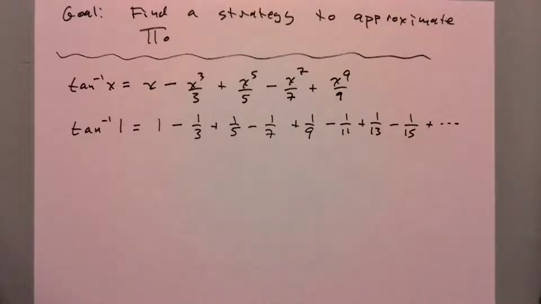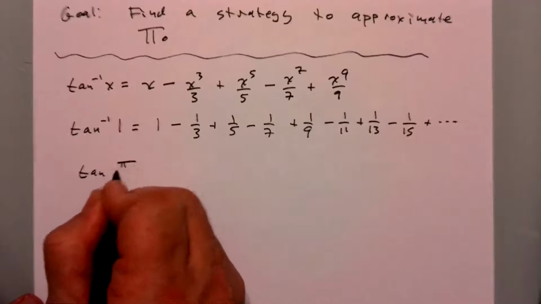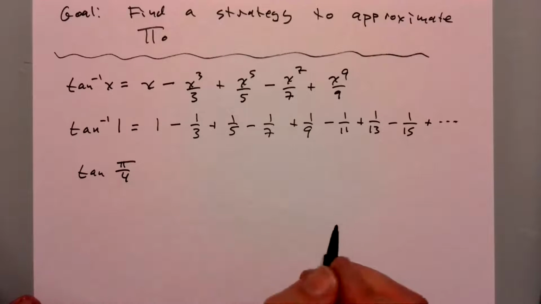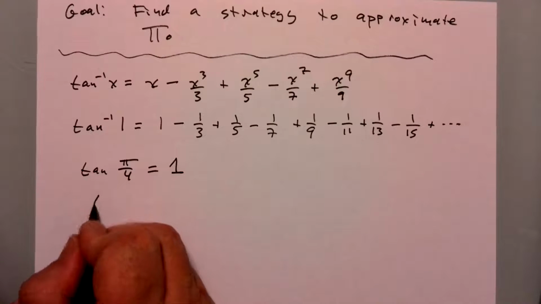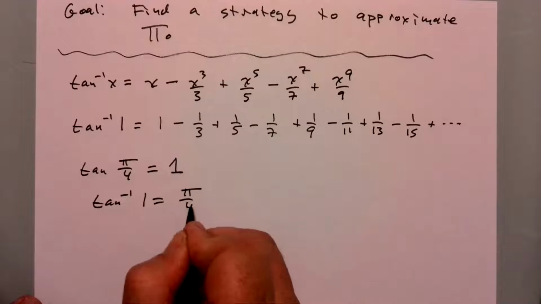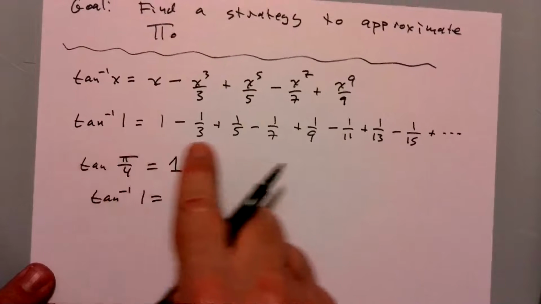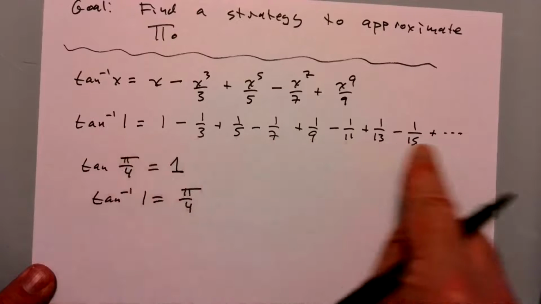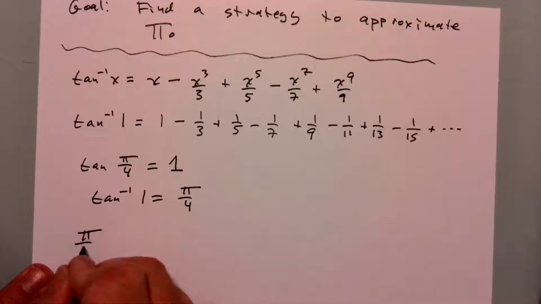But what do you know? Again, our goal is to find some way to approximate pi. We know that the tangent of pi over 4, tangent of 45 degrees, is sine of 45 over cos of 45, which is 1. Which means the arctangent, the inverse tangent of 1, is pi over 4. So putting all this together, we have this nice long thing that will approximate pi over 4 for us. The inverse tangent of 1 is pi over 4.